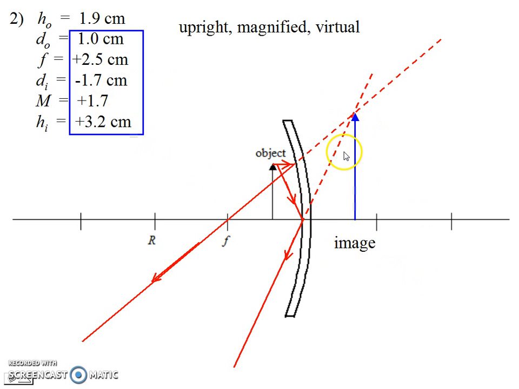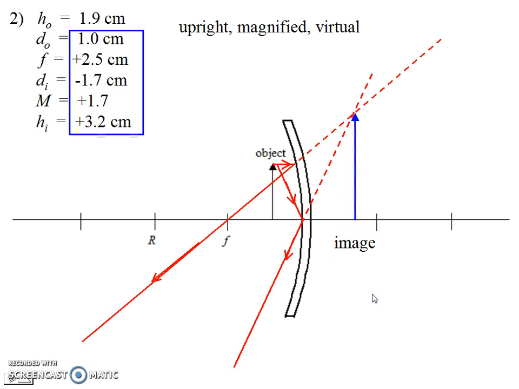Measure the image height. We're predicting 3.2 centimeters. When I did mine, I got 3.7 centimeters, and you know what? That's not too bad. So it looks like all of our predictions came true. This is why you do the math first. Once you do the math, you already know, based on these numbers, exactly where it's supposed to appear. You can actually draw the image.